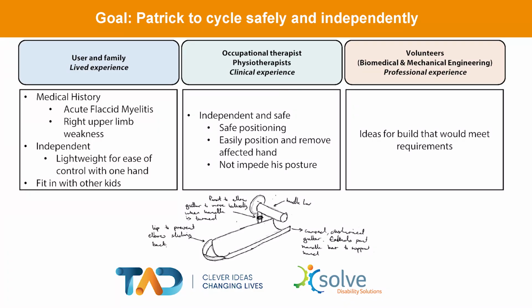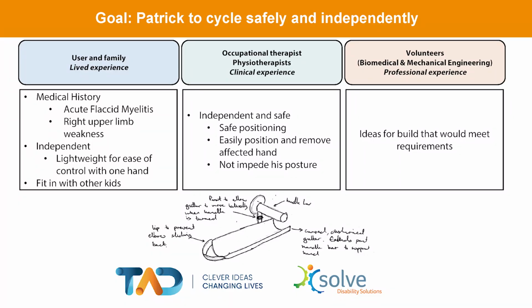From a therapy point of view, you'll see a sketch of the initial idea we came up with following assessment with the family. We identified what a safe position might be for Patrick on the support, which was with his palm facing upwards, as he had best control here. He had some slight active elbow flexion. We also identified for him to be independent, he needed to easily position and remove his hand from the support, and for safety reasons needed removal to be quick.